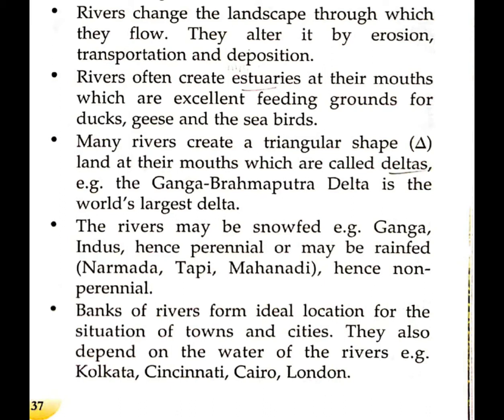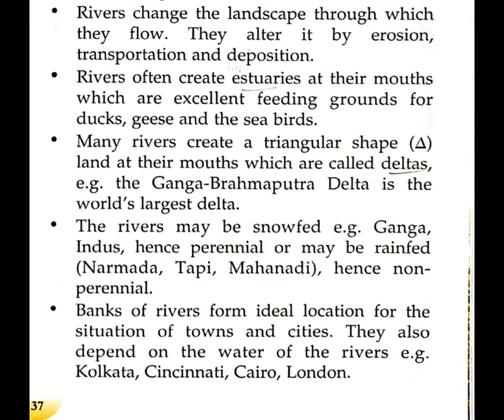The river may be snow-fed. Example: Ganga and Indus, hence perennial. Or it may be rain-fed. Example: Narmada, Tapi, Mahanadi, hence non-perennial rivers.